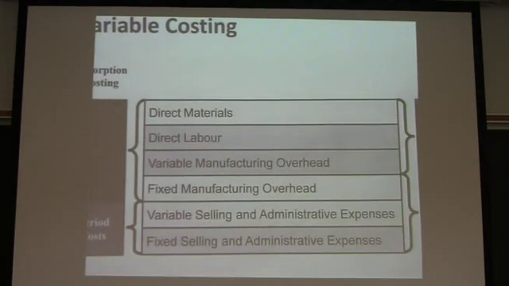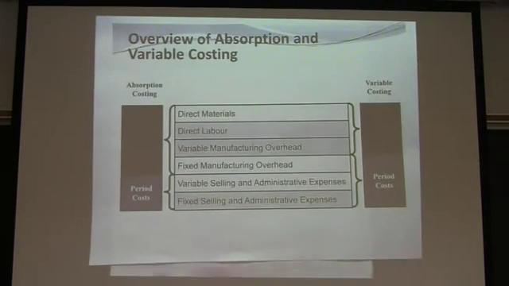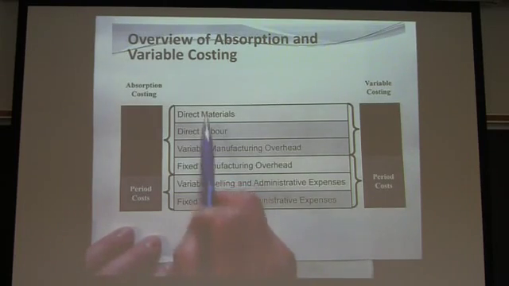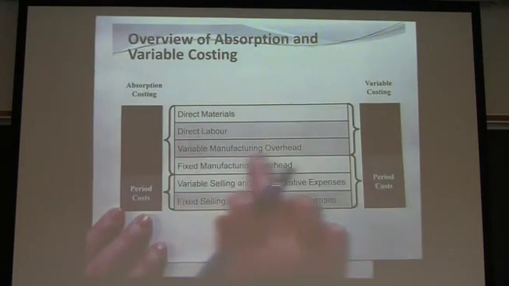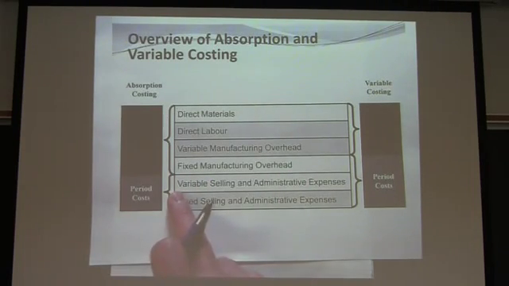Now, before we get started, let's take a look at the difference between variable and absorption costing. So variable and absorption costing differs based on the following. So you see in the middle, these are the various costs that the company incurs. So you've got direct materials, direct labor, variable manufacturing overhead, fixed manufacturing overhead, and in this question, it was just marketing, but here it should include all selling and admin expenses, both variable and fixed.